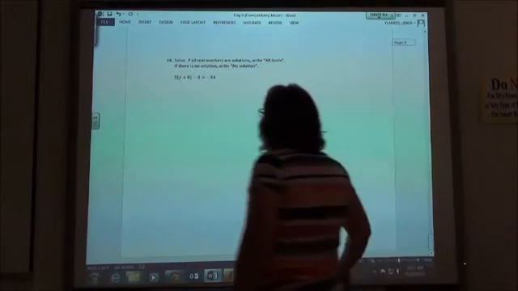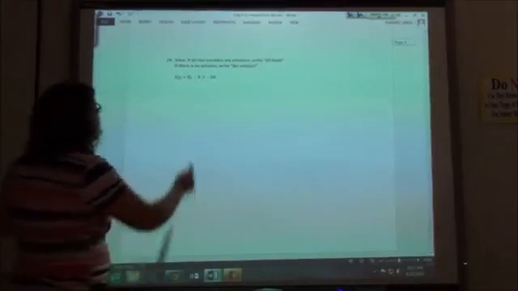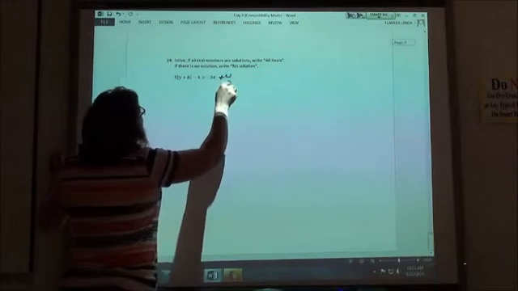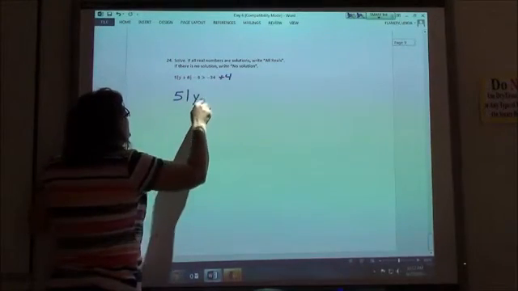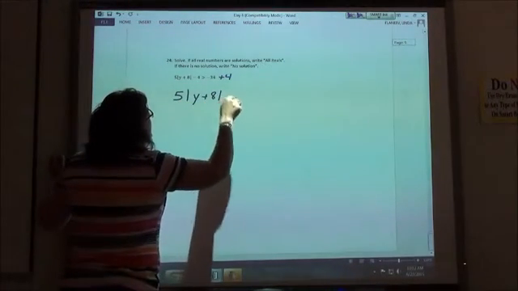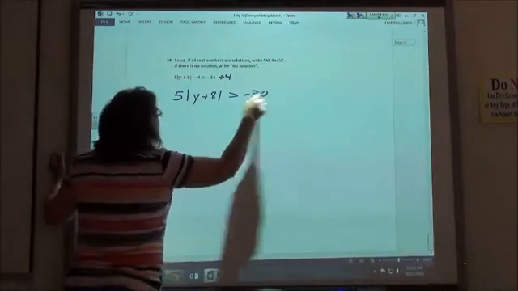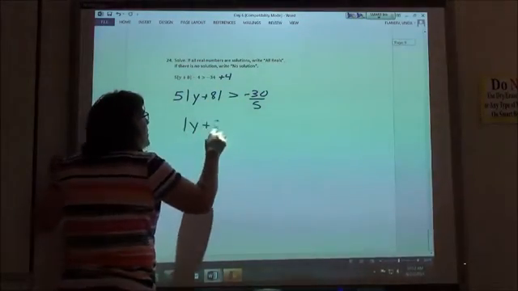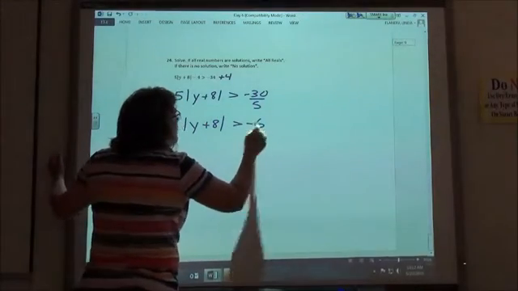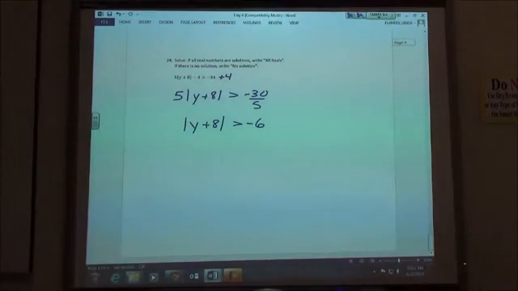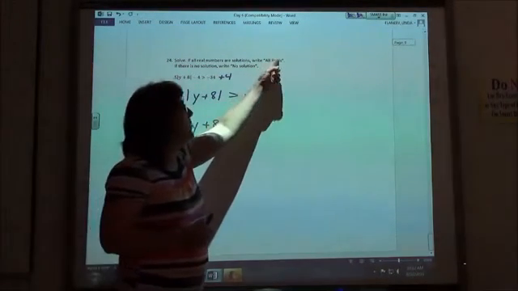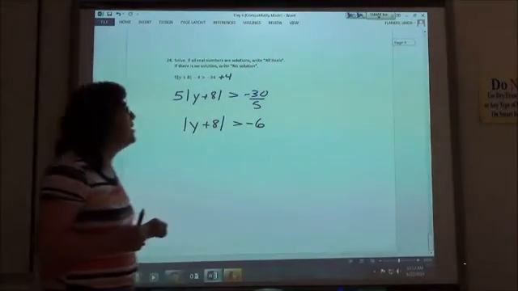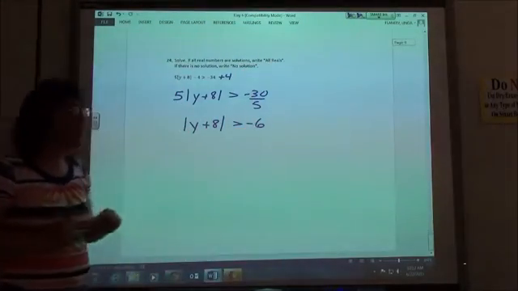Number 24 then. If I'm going to solve this, first thing I'm going to do is add my 4. 5 times the absolute value of y plus 8 is greater than negative 30. I'm going to divide by my 5. Absolute value of y plus 8 is greater than negative 6. So this is where you have to think about the definition of absolute value, because sometimes you're going to get all real numbers are solutions. Sometimes you're going to get no solution because of this negative here.